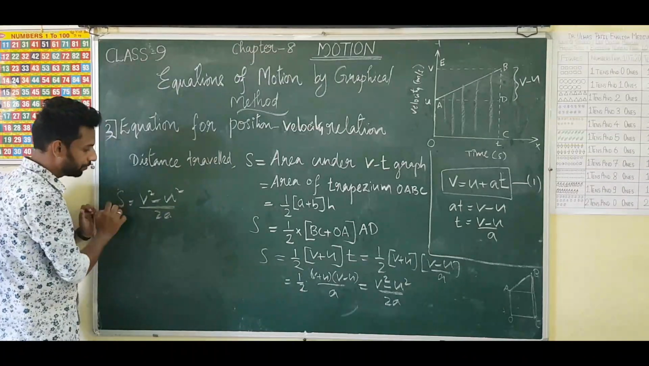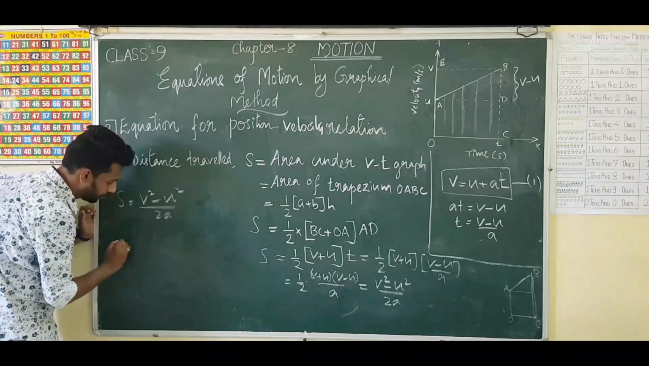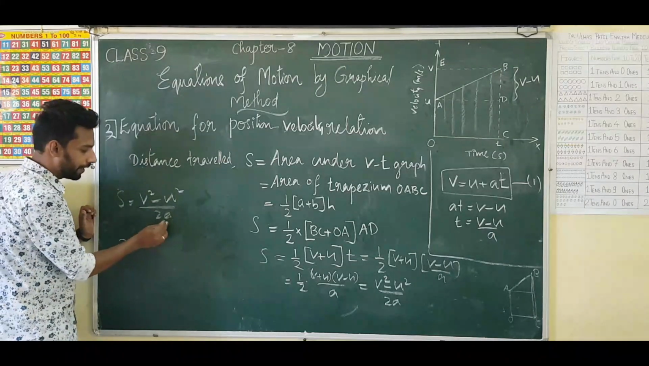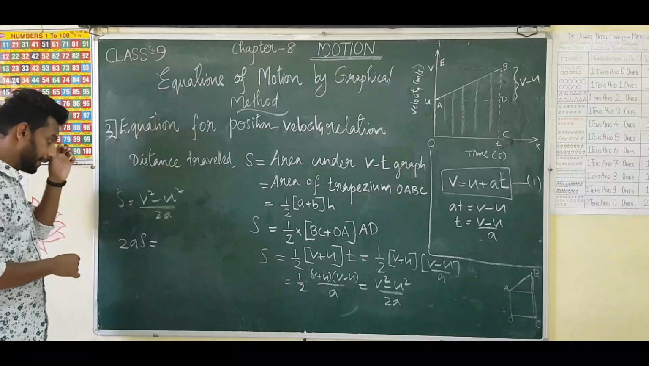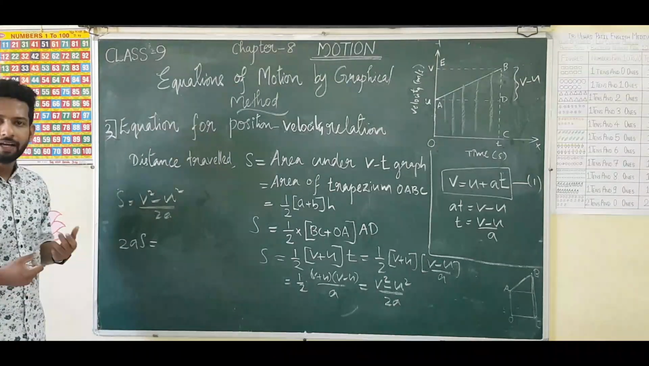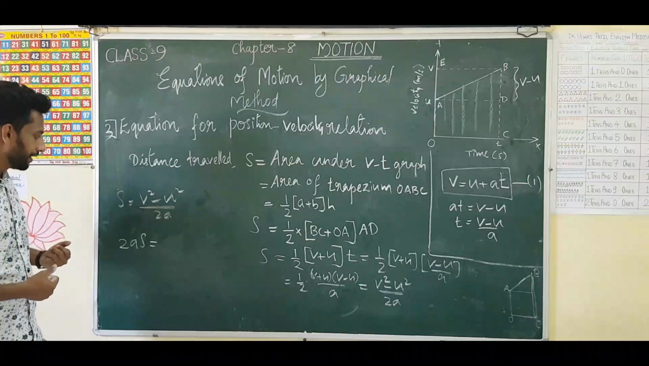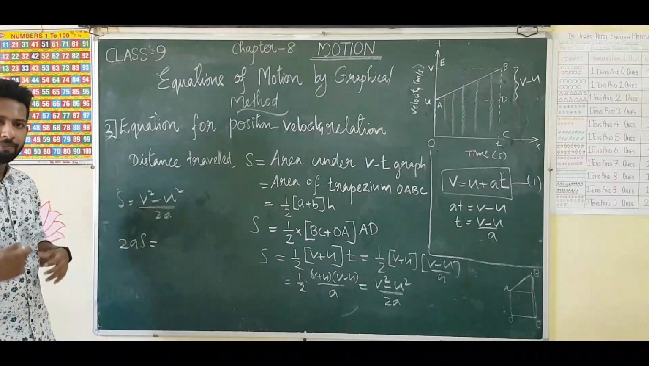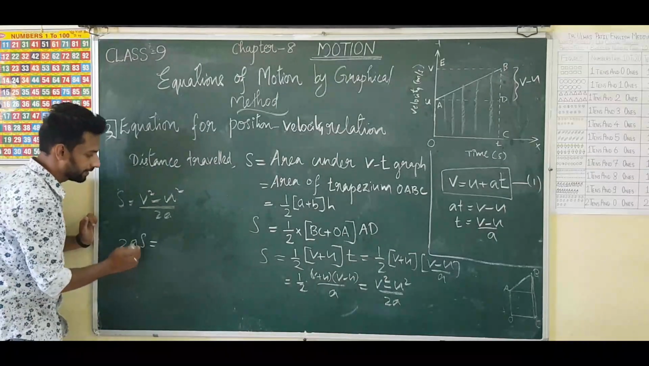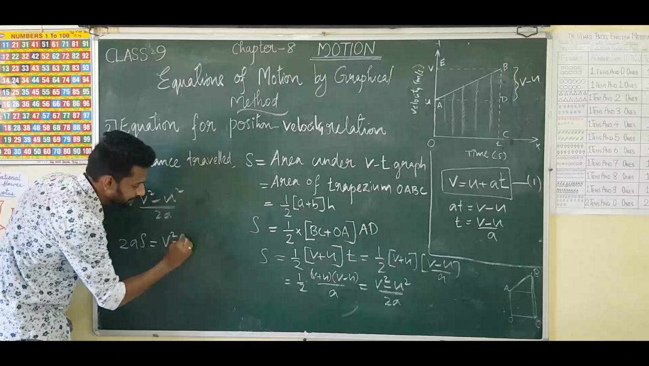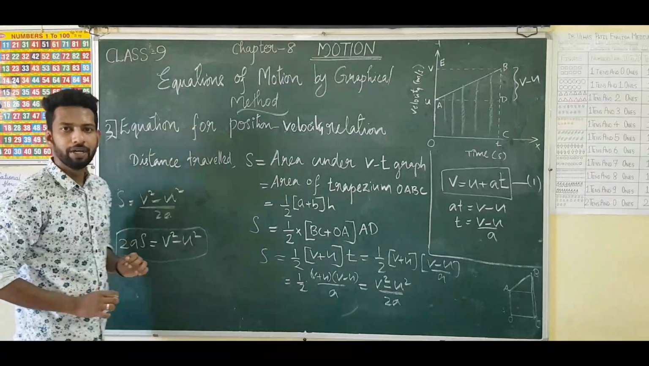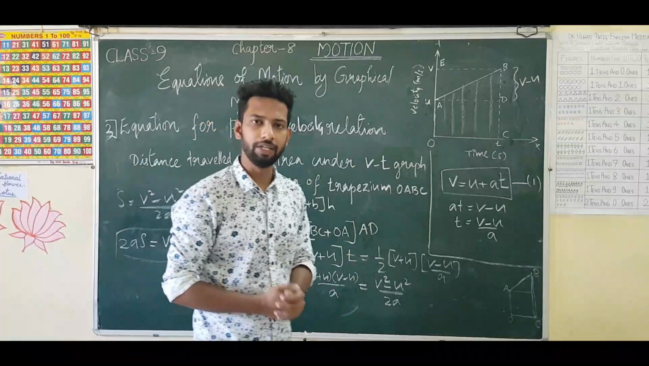I am taking this 2a to this side, then it will be multiplication: 2a into s. Multiplication is commutative, so it doesn't matter if you multiply a with s or s with a, you will get the same value. So I have written 2as is equal to v square minus u square. So we got the third equation also. This is how you have to derive the three equations of motion.